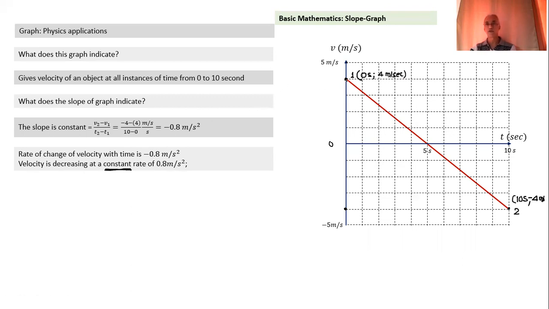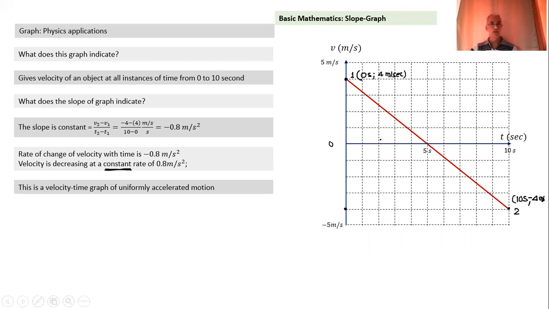Every second, so if we start with 4 meter per second, after 1 second, the velocity will become 3.2 meter per second. It will decrease by 0.8 every second. So in 2 seconds, it will decrease by 1.6 meter per second. So likewise, that's what is happening. Every second, the decrease is constant, which is indicated by constant slope. So this is a velocity time graph, and slope of velocity time graph indicates acceleration. And since here it is a straight line, it indicates uniform acceleration. So this graph, we can say, is a velocity time graph of uniformly accelerated motion.